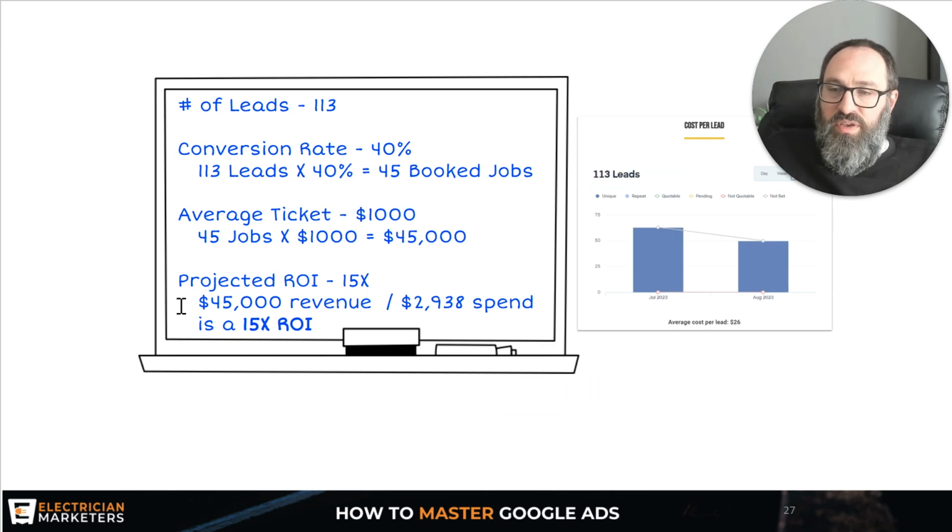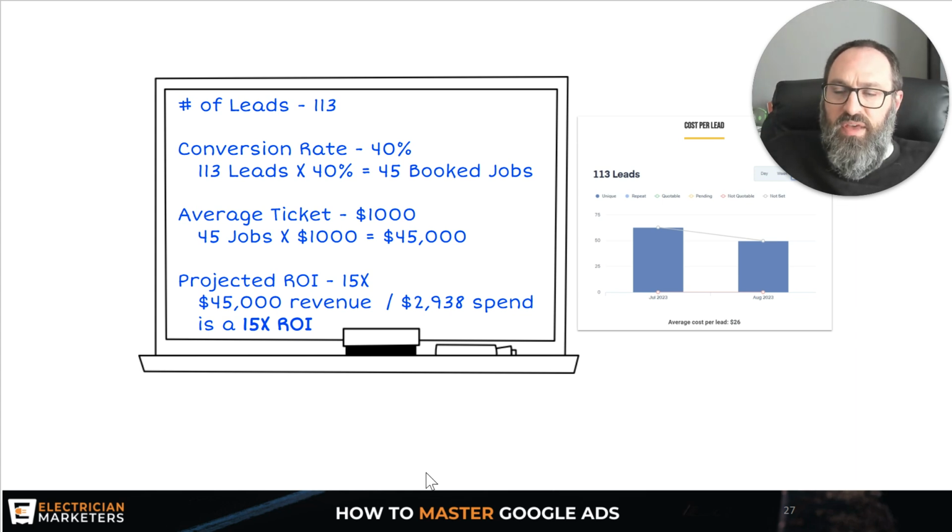And so, if we use that cost per lead and just calculate a return on investment, and this is how you should be thinking about these things. Say your conversion rate of leads is 45%. You got 113 leads, like in the example here. That's going to give you 45 booked jobs. Let's say your average ticket is about $1,000. You do some emergency repairs, electrical box, circuit breaker replacements, upgrades, generators, all these things.